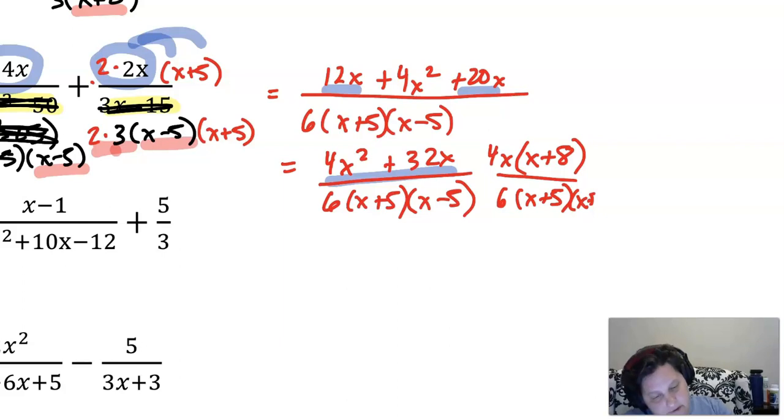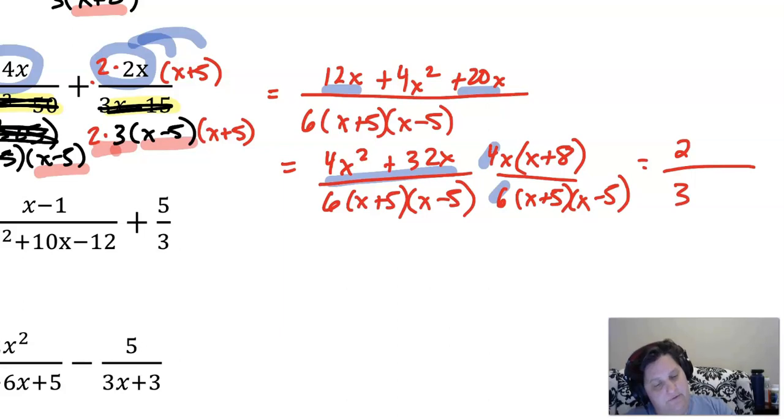Oh, I'm not running out of room. I've got all sorts of room. Okay, so it's going to be like 6x plus 5x minus 5. And the last thing is that I will go ahead and just reduce my 4 and my 6 to a 2 and a 3.